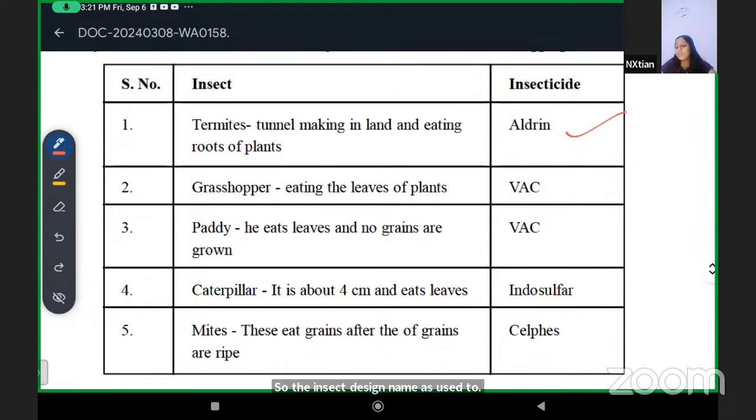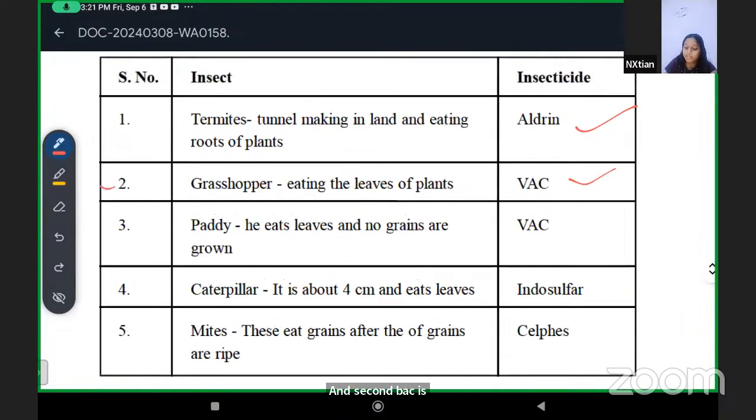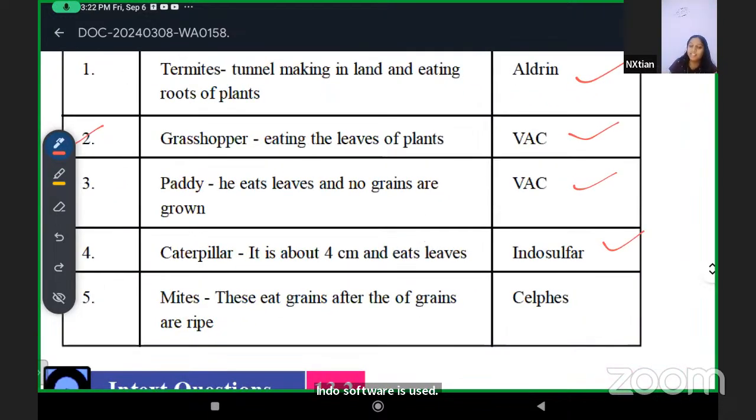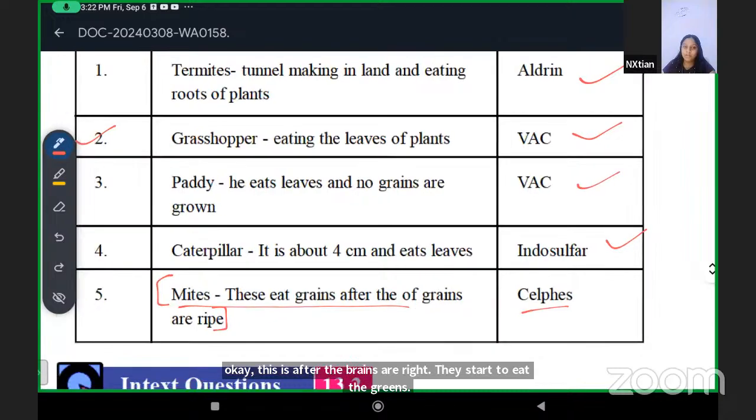Then the grasshopper, which eats the leaves of the plants. Insecticide BAC is used to keep the grasshoppers away. Then paddy pests eat leaves and no grains are grown, so again the BAC insecticide is used. Then the caterpillar, which also eats leaves, endosulfan is used. Then mites eat the grains after the grains are ripe, and selfies insecticide is used.